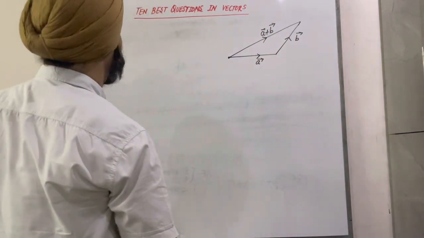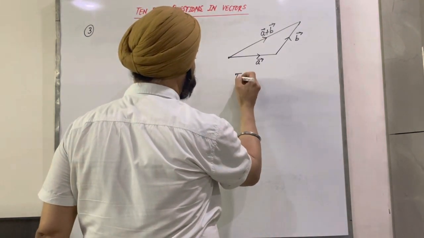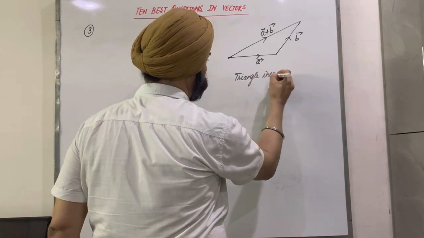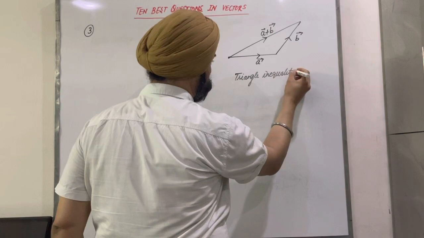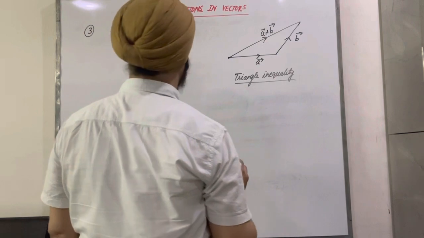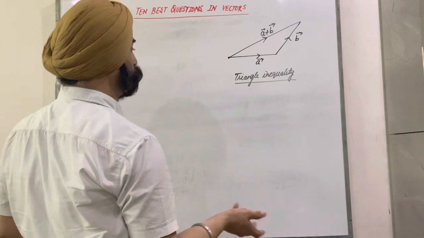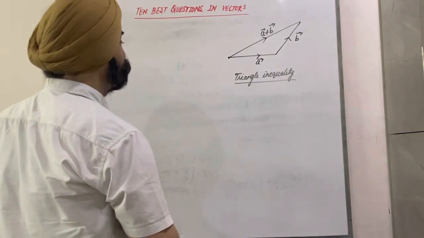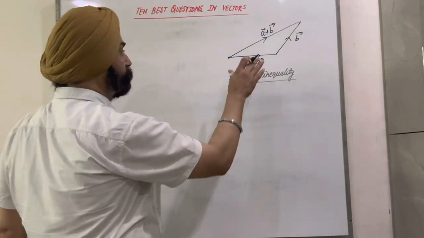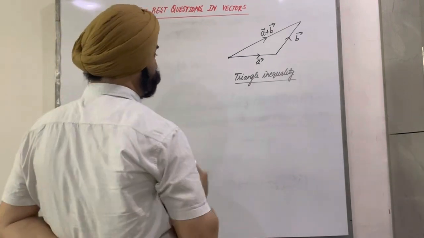Now in mathematics we have an inequality known as the triangle inequality, according to which the sum of two sides of a triangle in magnitude, when I'm saying side, it's the length, of two sides of a triangle is always greater than or equal to the third side. Now we wish to apply the same property here in triangles in case of vectors.